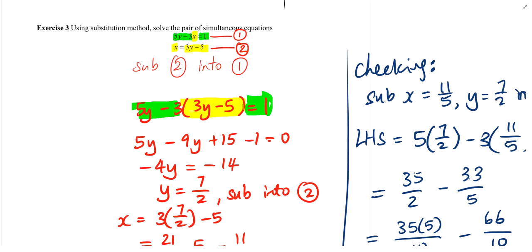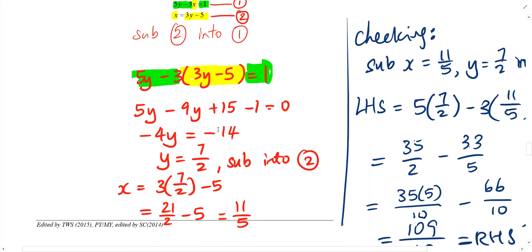And now all my x disappears, because every time I see x, I change it to 3y minus 5. So simplify, expand, get the value of y. Because it is one equation with one unknown only. So get the value of y, substitute it back into equation number 2.